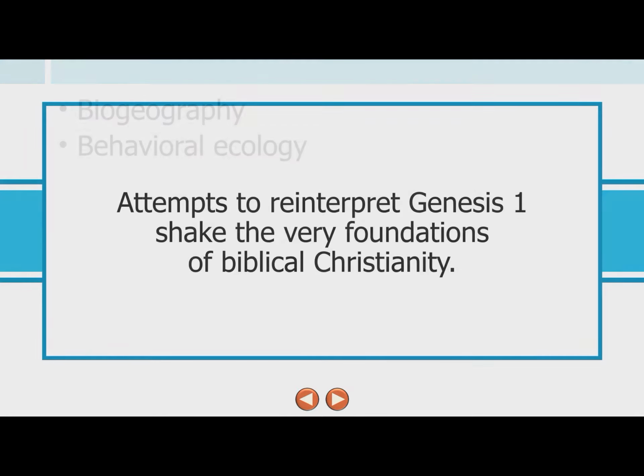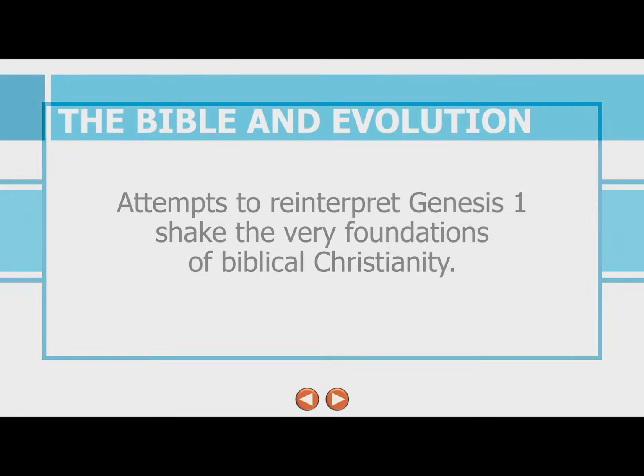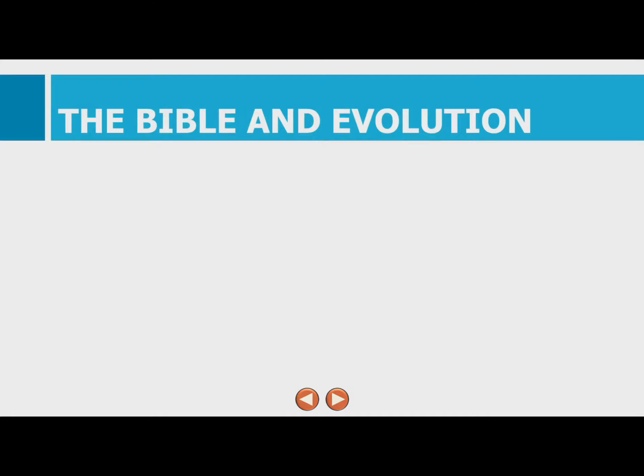Moving on, we see that attempts to reinterpret Genesis 1 shake the very foundations of biblical Christianity. As you should know, Genesis is the first book of the Bible, and if an evolutionist could disrupt or cause uncertainty concerning the book of Genesis, he could actually discredit the entire Bible. Genesis also deals with the origin of life, which is a major aspect of the evolutionary theory. Not creation, but the origin of life. They would love to discredit that. And so you need to keep this in mind as we continue discussing this and as we move on to discussing the creation worldview. Here we see the Bible and evolution.